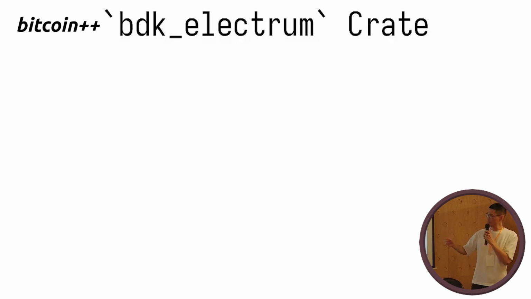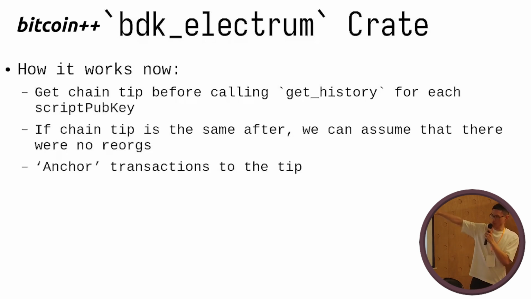BDK is split into multiple crates. You have BDK chain, and you have chain sources. An example is BDK Electrum. And this is how we deal with this situation of the ambiguous heights. How it works is first, the BDK Electrum crate grabs the chain tip before pulling the history for each script pubkey. And after you get your history of transactions, you check that the chain tip at the end of this is the same. If the chain tip is the same, you assume that there are no reorgs, and that means you can create anchors anchoring all the transactions to the tip.